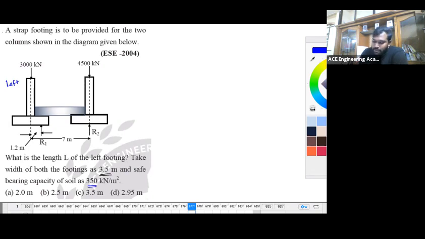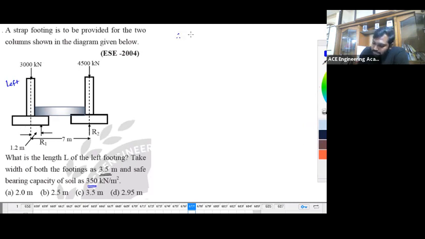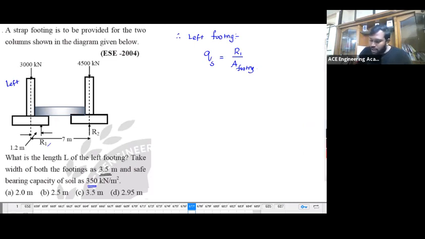So you know the safe bearing capacity over here. And if you want to find out the safe bearing capacity for the left footing, you know that safe bearing capacity is nothing but the reaction R1 by the area of footing. As there is a strap, now the reaction is not exactly at the center. And now, how to find out R1?